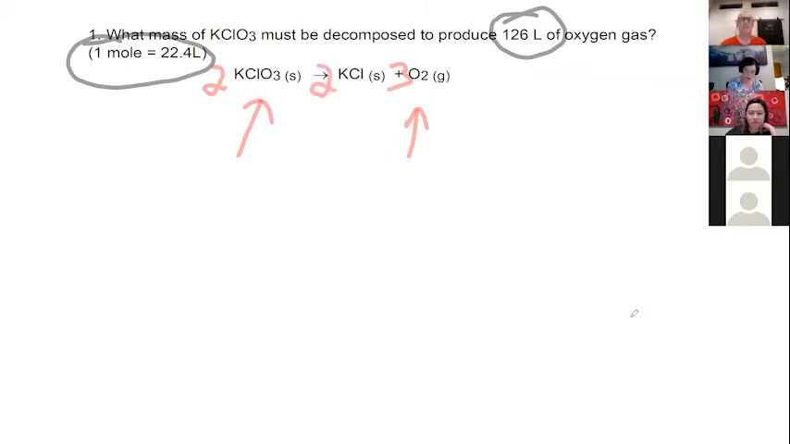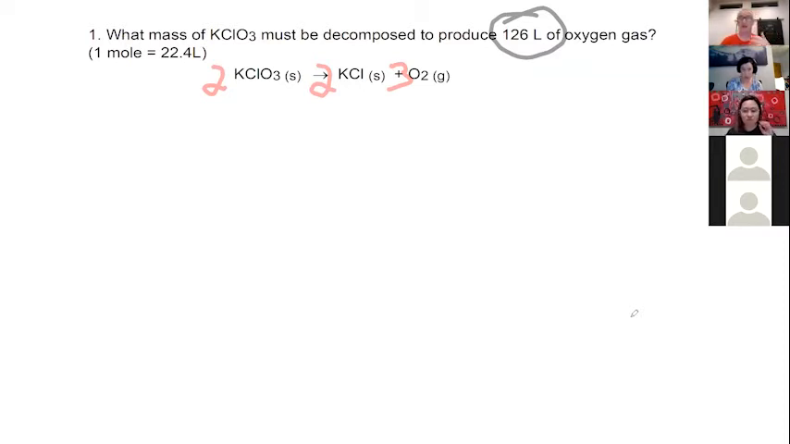Now we just double check and make sure that everything is cool. So 2 potassiums, 2 chlorines, 6 oxygens. We're good to go. So now we can start. So what should be the first thing when we have a question like this?